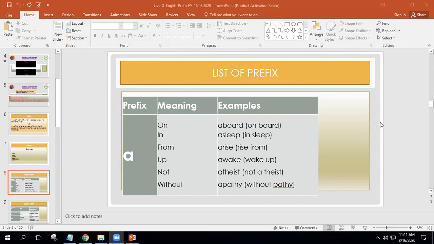And the next term is apathy. Apathy means without pathy. Here, pathy means feeling or emotion. So, someone who has no emotion is called apathetic. And we can say that that person has apathy or that person is apathetic. Here, apathy is a noun and apathetic is an adjective.